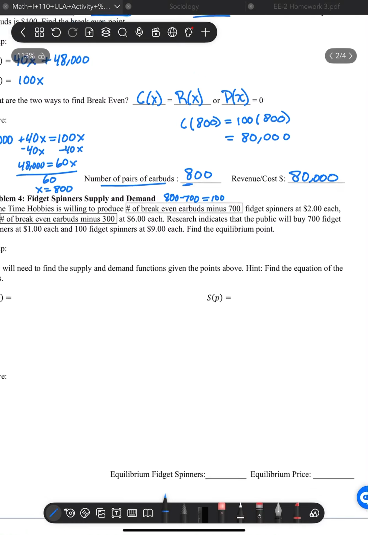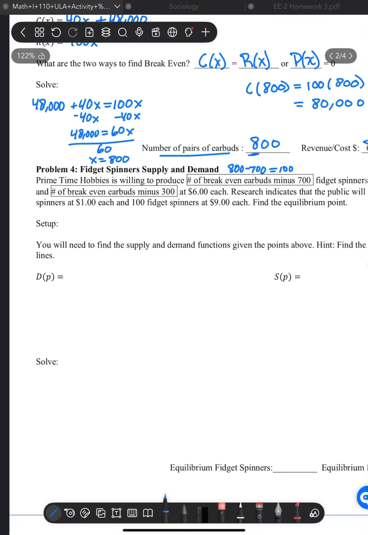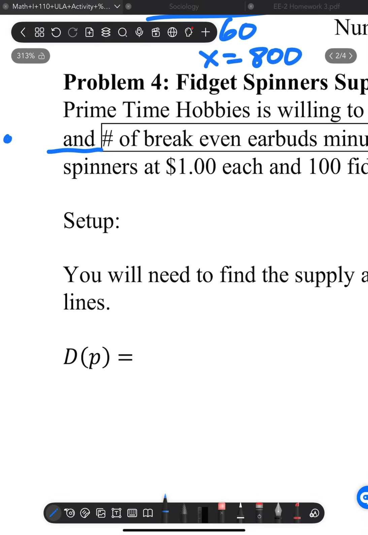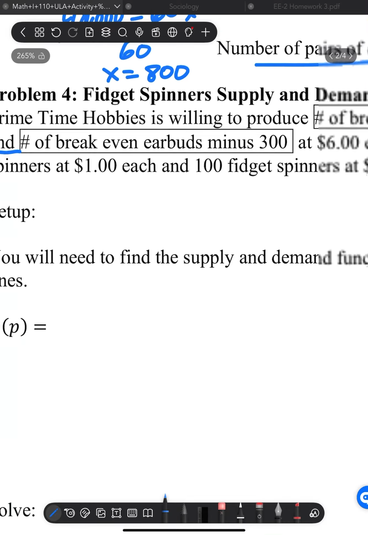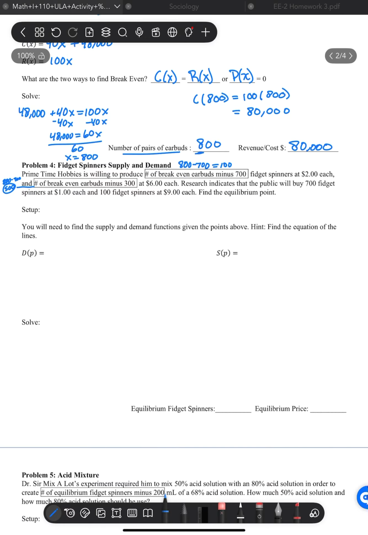Fidget spinners at $2 each. And the number of break-even earbuds minus 300, so that's 800 minus 300, 500. At $6 each. Research indicates that the public will buy 700 fidget spinners at $1 each and 100 fidget spinners at $9 each. Find the equilibrium point.